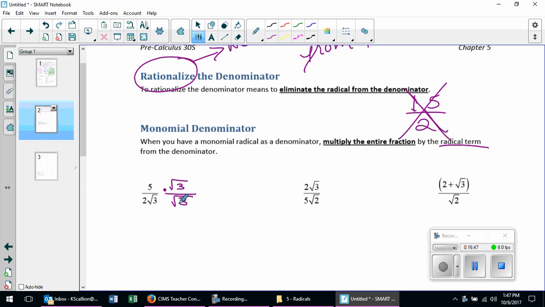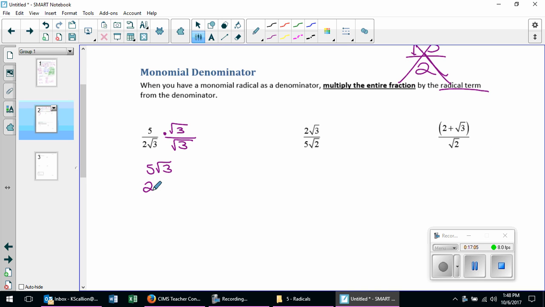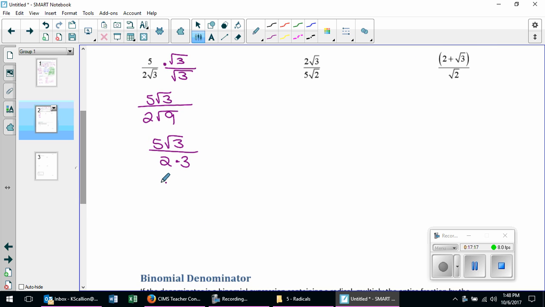What's root 3 divided by root 3? What is it? 1. Have I changed the value of the expression? No, because anything multiplied by 1 is itself. So this is going to be 5 root 3 over 2 times root 9. So I'm going to have 5 root 3 over 2 times 3. So 5 root 3 over 6. Okay, I'm going to pause, and you guys are going to do the next one.